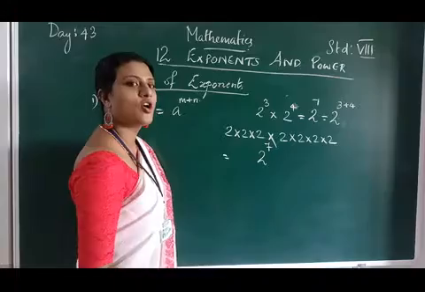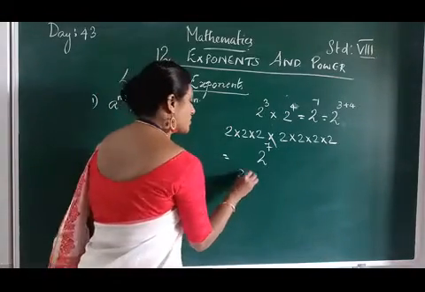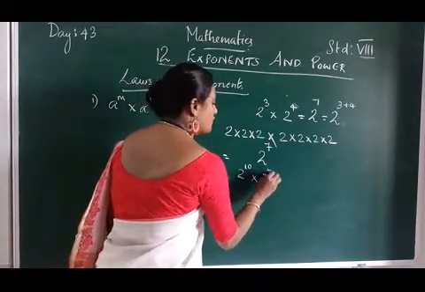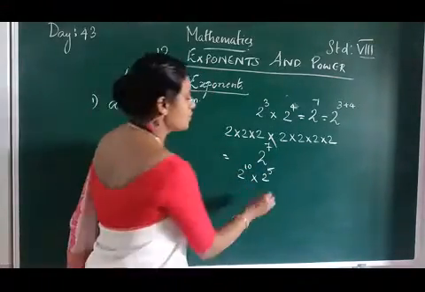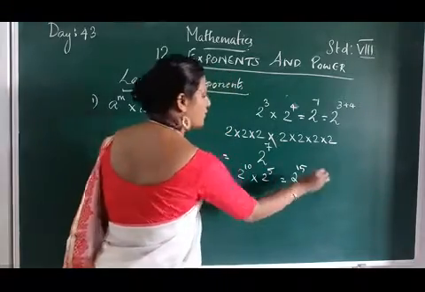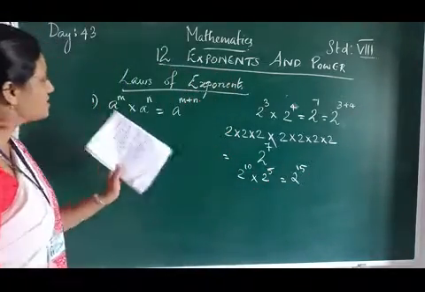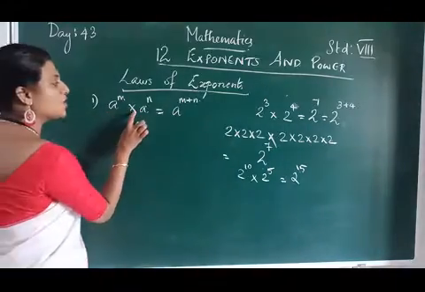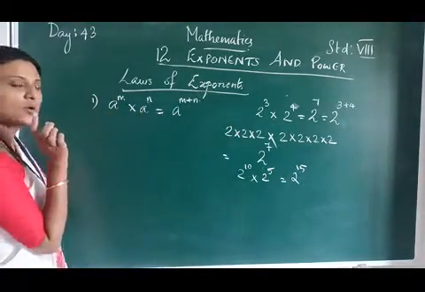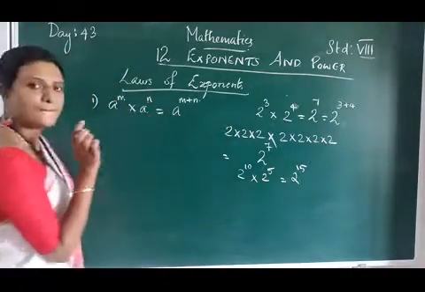In general, 2 raised to 10 into 2 raised to 5. What is the answer? 2 raised to 15, that is 10 plus 5 is 15. So that is the first law: a raised to m into a raised to n is equal to a raised to m plus n.